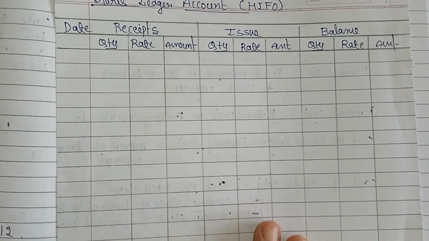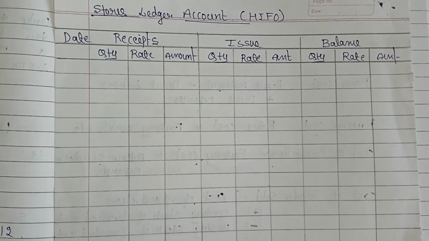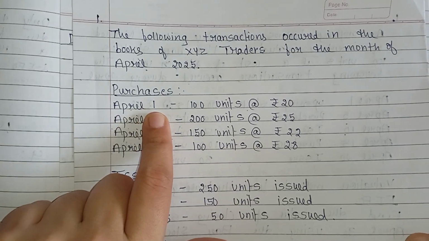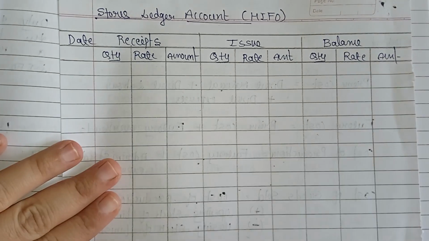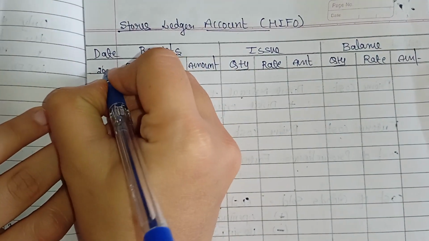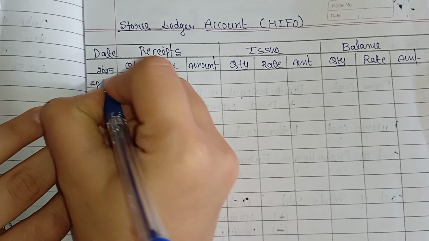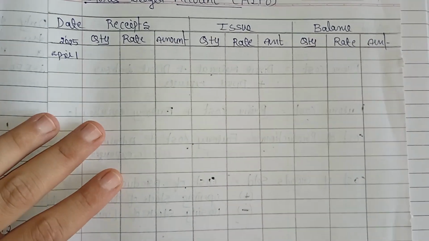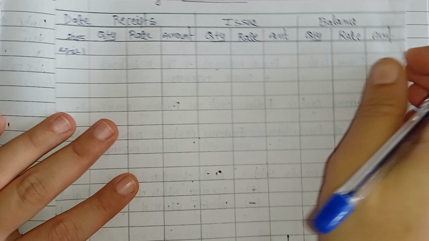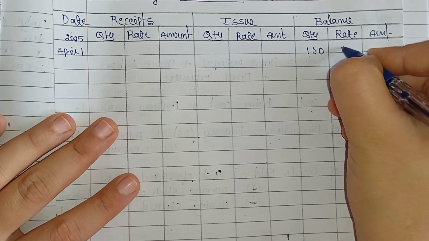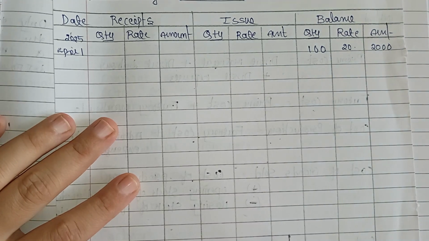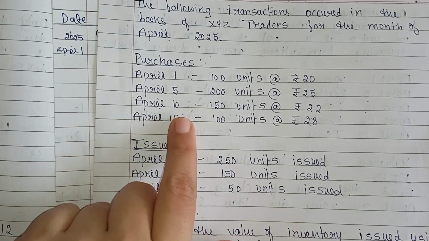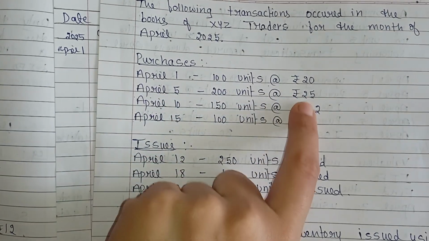See, this is the format of the stores ledger account. Now on April 1st, that is our opening stock, 100 units at rupees 20. So write down 2025 April 1st. Write down in the balance column 100 at the rate of 20, which amounts to rupees 2000. Clear? Now after April 1st, next is April 5th, 200 units at rupees 25.